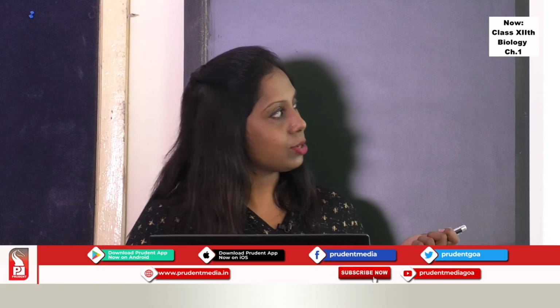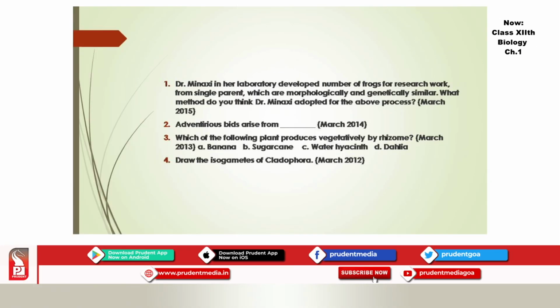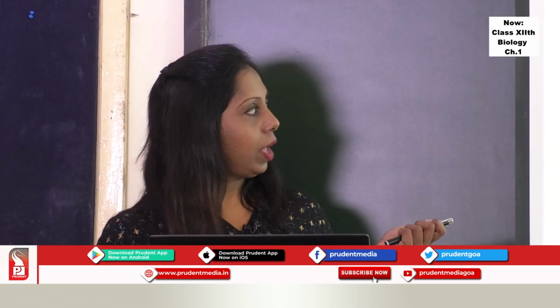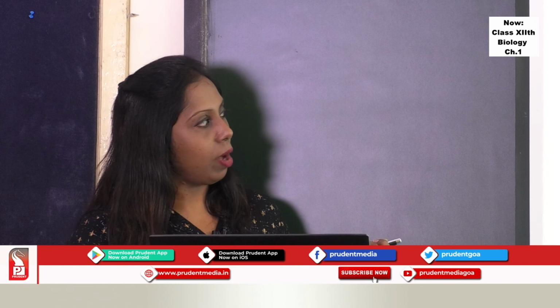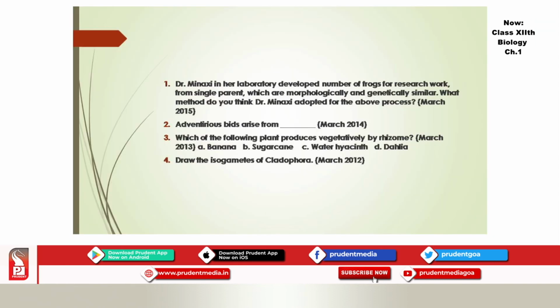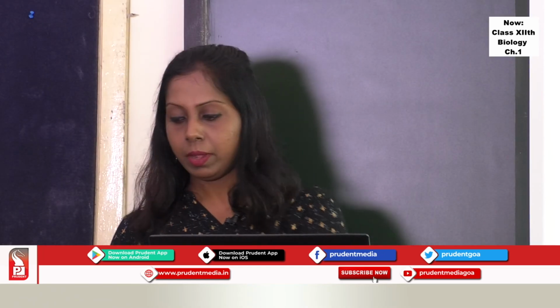Adventitious buds arise from dash. Adventitious buds arise from Bryophyllum. And which of the following plants reproduces vegetatively by rhizome? It's your banana. And finally, in March 2012, we had the question: draw the isogametes of Cladophora.